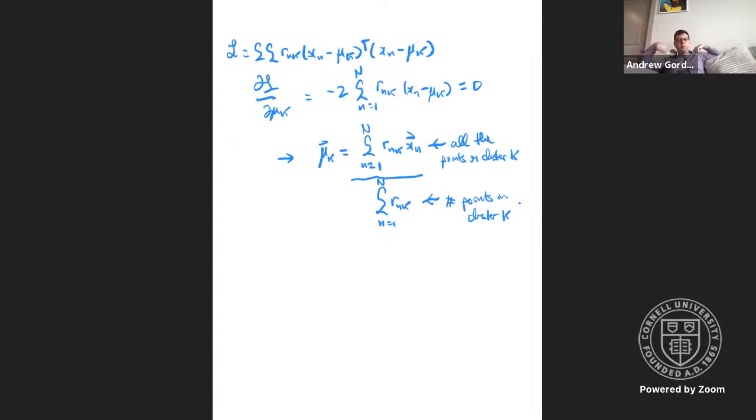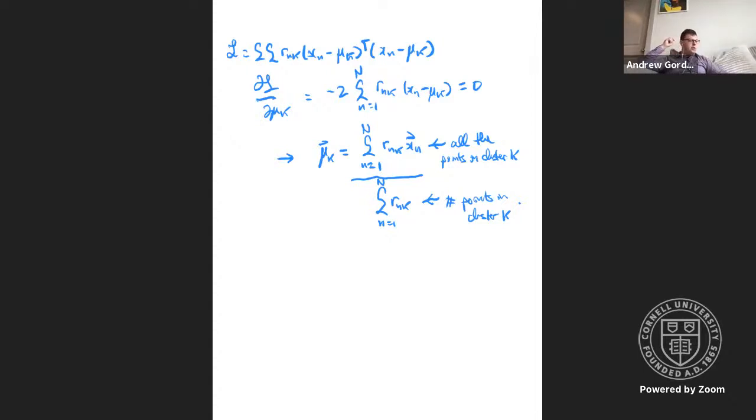So this procedure first says, randomly initialize the mu Ks, assign each data point to the closest mu K, and then update the mu Ks by taking the mean of all the points assigned to each cluster. And so that's k-means. And this update is why it's called means. K-means. We set mu k to the mean of the points assigned to cluster K.